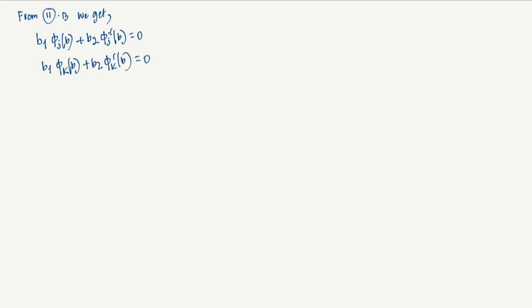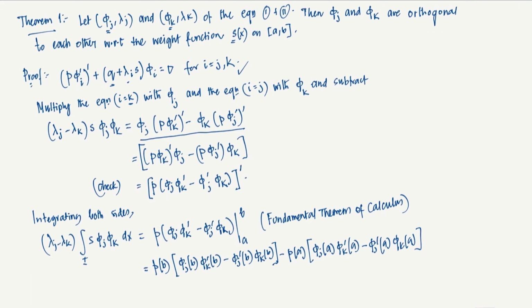From the second condition, the b part, we get b1 phi j of b plus b2 phi j prime of b equals 0. Similarly, the same thing happens for k also: b1 phi k of b plus b2 phi k prime of b is going to be 0. Is it okay?